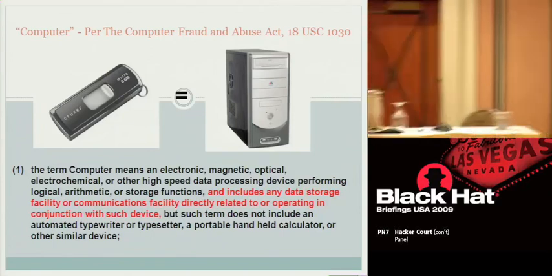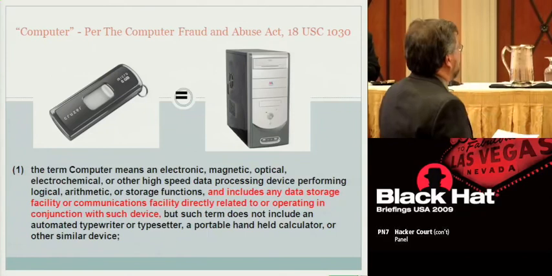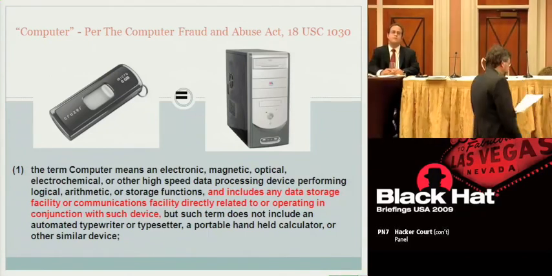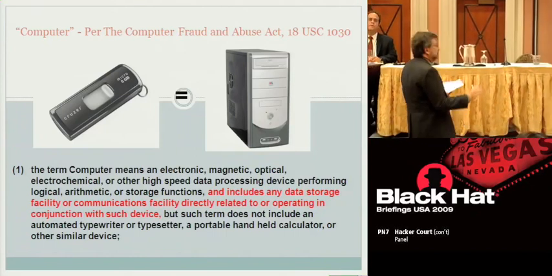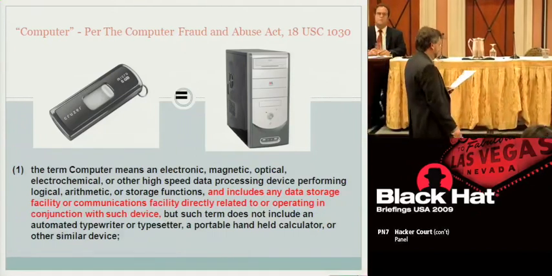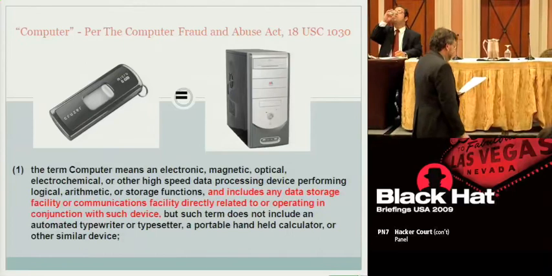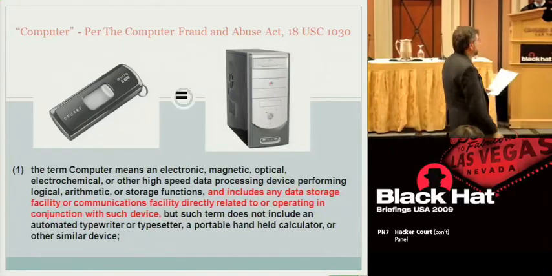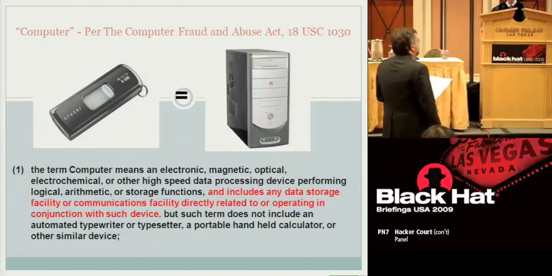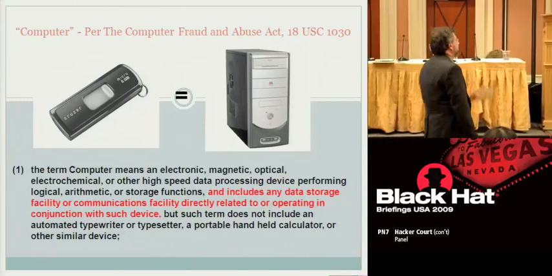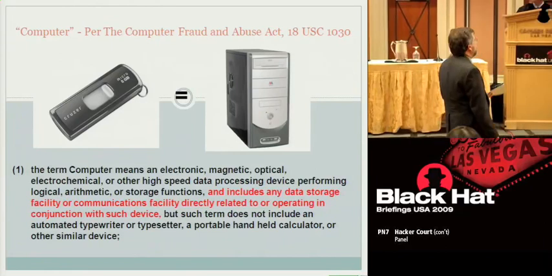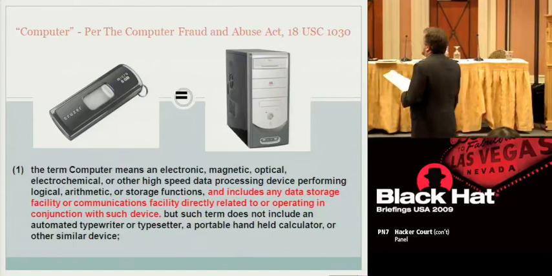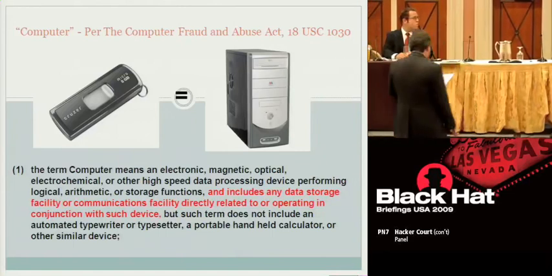Well, thank you, Your Honor. The USB drive is not a computer as defined by the Computer Fraud and Abuse Act. As an initial matter, the prosecution has failed to provide sufficient evidence to maintain a conviction, and the government has failed to prove that a USB flash drive is a protected computer. The definition of computer means an electronic, magnetic, optical, electrochemical, or other high-speed data processing device. Simply put, this is not a high-speed data processing device.